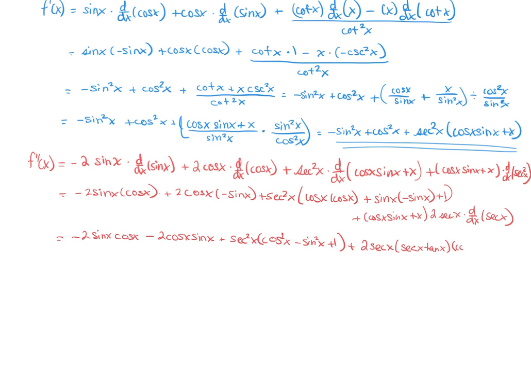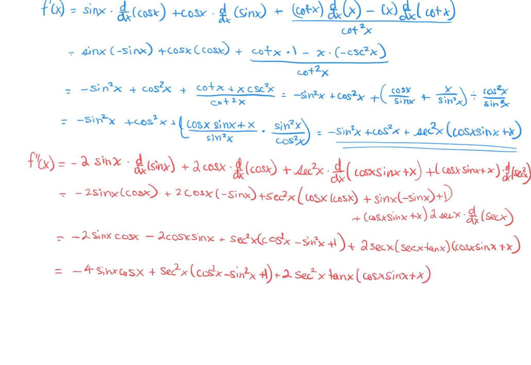And then we still have our cosine x sine x plus x. So now we end up with a total of negative 4 sine x cosine x terms plus a secant squared x times cosine squared x minus sine squared x plus 1, plus 2 secant squared x's tangent x times cosine x sine x plus x.